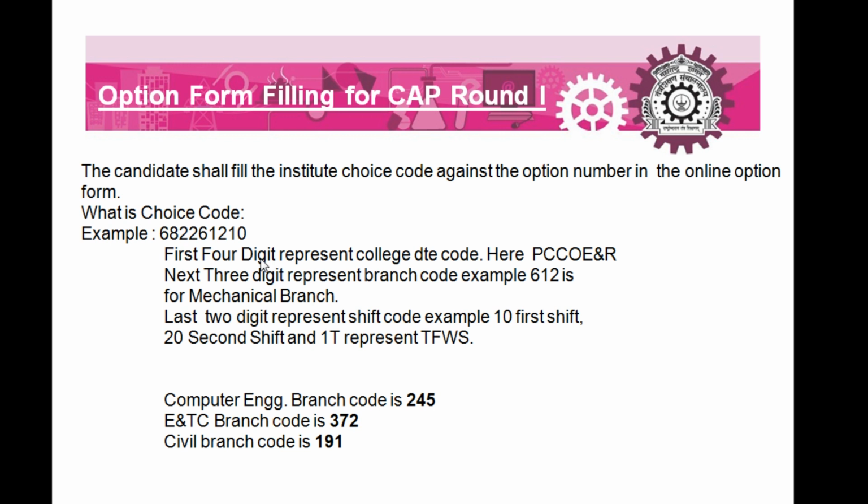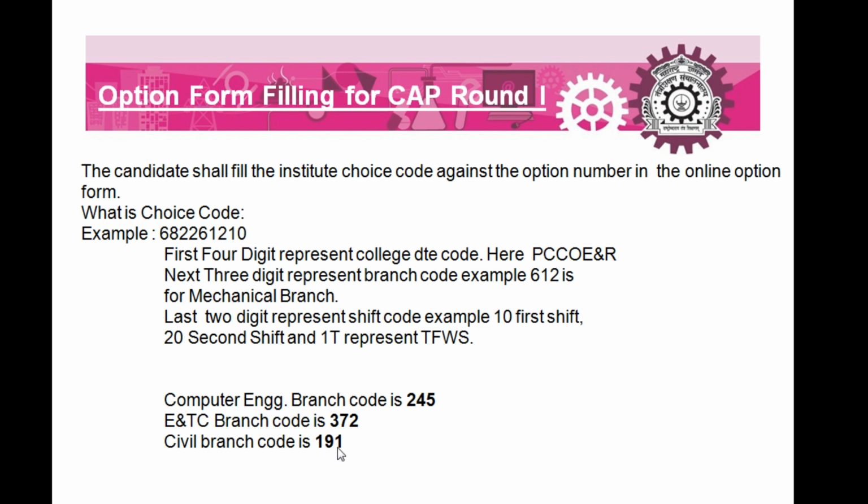The next 3 digits, that is 612, represent the branch code. Here it is mechanical. The last 2 digits, 10, represent the shift. 10 is first shift, 20 is second shift and 1T represents TFWS. Similarly, 612 was for mechanical branch. For computer engineering, the branch code is 245. For ENTC, that is electronics and telecommunication, the branch code is 372 and the civil branch code is 919.